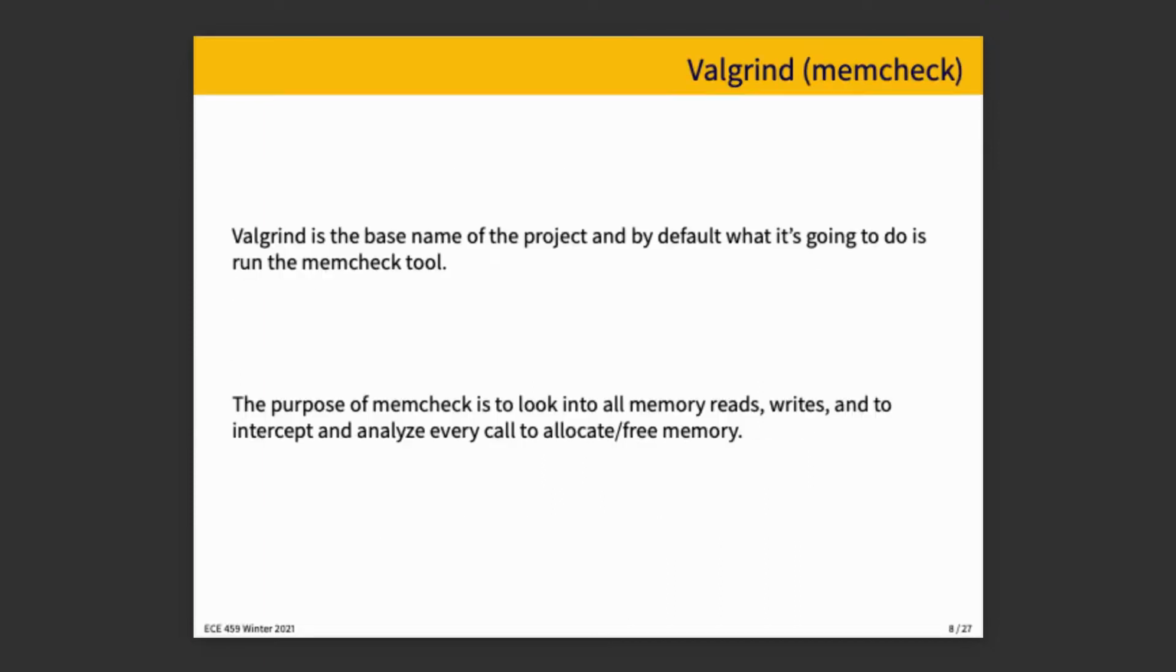We'll start with Valgrind's default tool, Memcheck. And if you don't specify using another tool, it runs Memcheck. And the goal of Memcheck is to look into memory reads and writes, to also intercept calls to allocate and deallocate memory, and check that they are valid, see that they are okay, and make sure everything is correct.